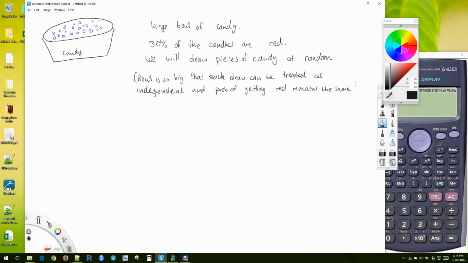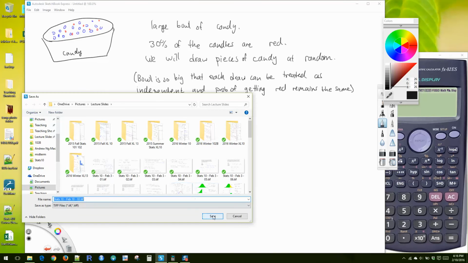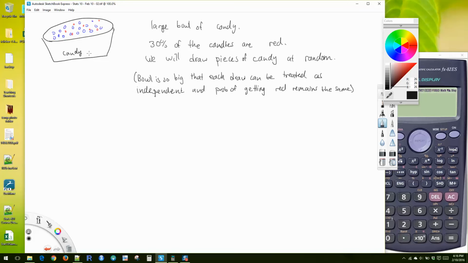The other way we could make sure that the probability of getting red remains the same would be to draw a piece of candy and then put it back in, and then mix it up. That will make sure everything stays the same. So that can be done even with a small bowl. If you only have 7 blue pieces and 3 red pieces, and you draw one, then put it back and shake it, then every time you draw, you'll have a 30% chance of getting red. So that's the other way we can do this.